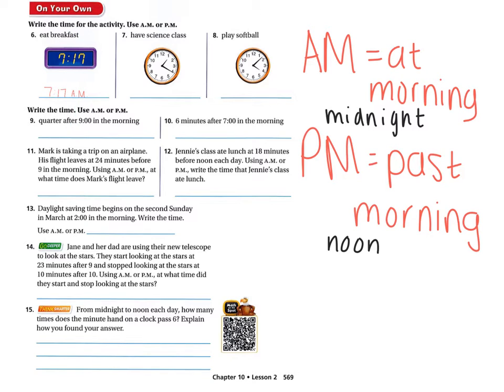It definitely wouldn't be past morning because 7:17 p.m., that's a little bit after dinner time. You might be doing your homework, watching TV, getting ready for bed. We wouldn't be eating breakfast at that time. So it is AM there. Number 7.